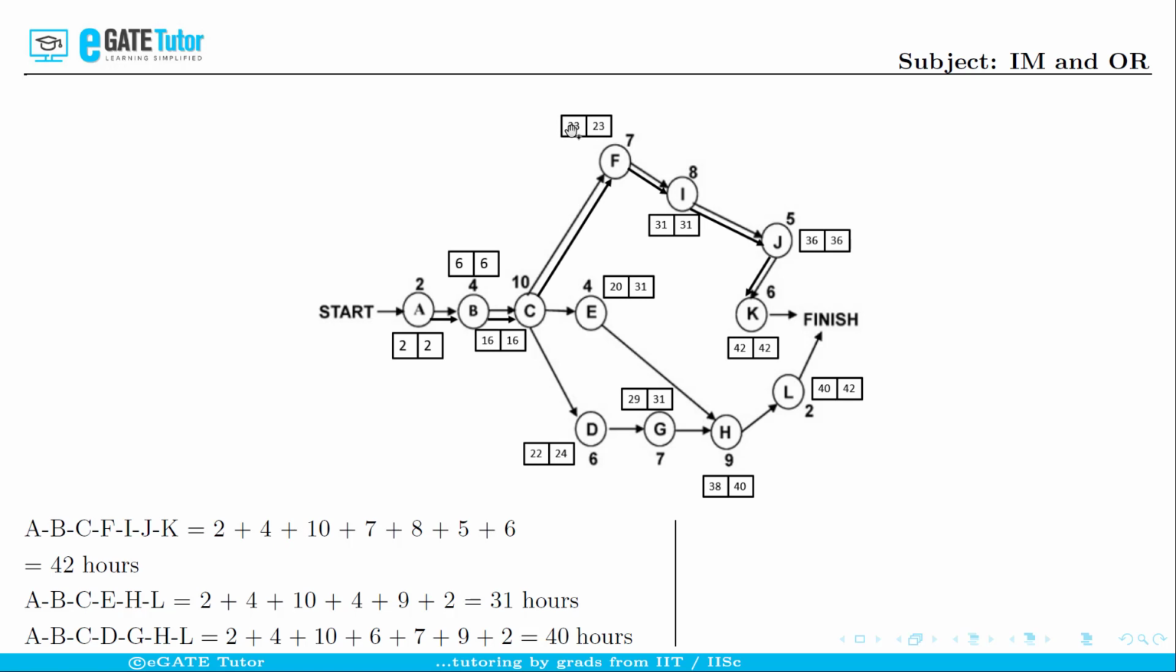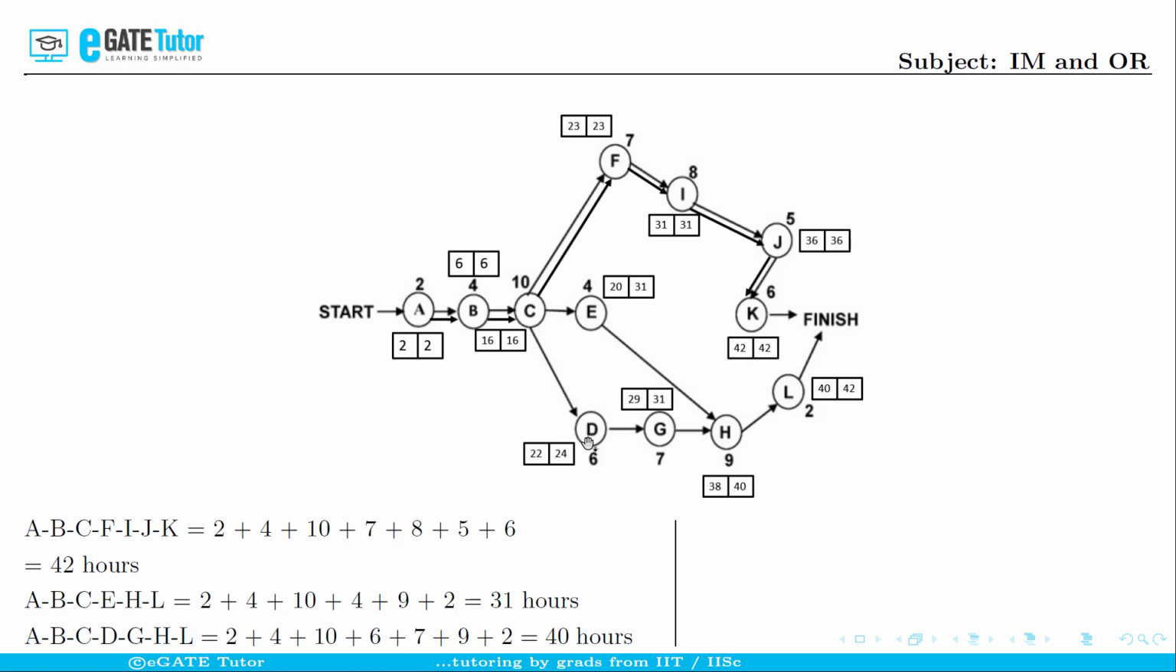Okay, now let us calculate the earliest start time and latest start time for the non-critical path activities, which are E, D, G, H and L. Okay, first let us go with D. Since the activity times for C are 16 and 16, this is the latest start time. Forget about the latest start time for time being. Let us consider that activity C has started at 16 hours. Okay, the duration taken by activity D is 6 hours. So just add the 6 to 16 to give us 22.